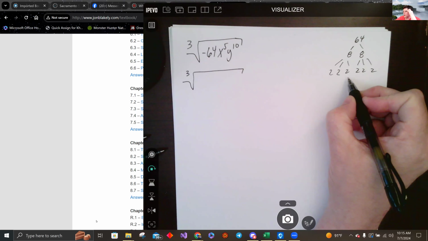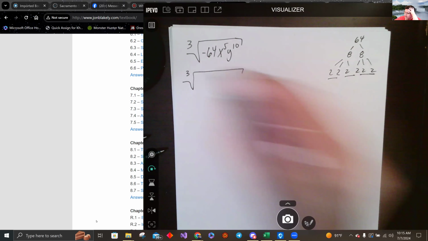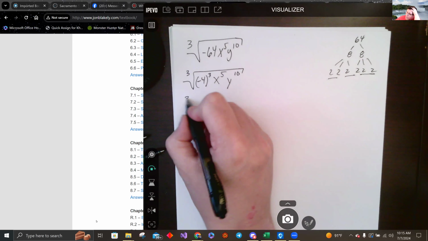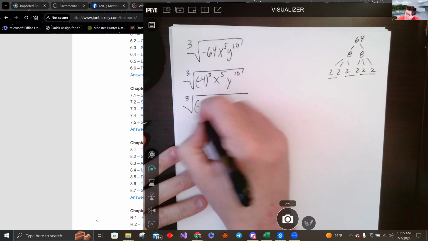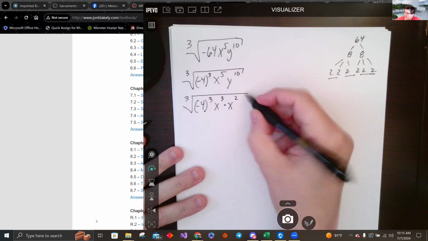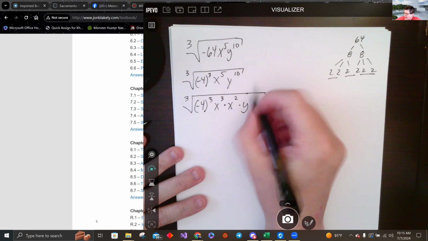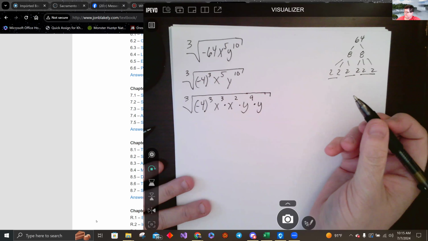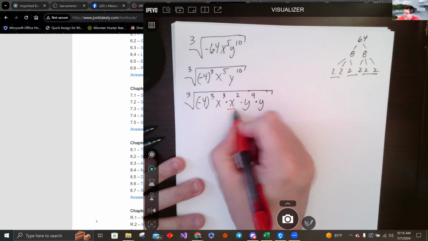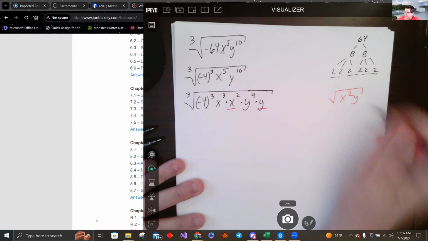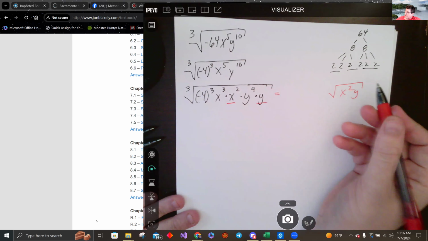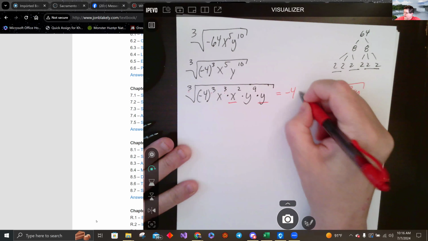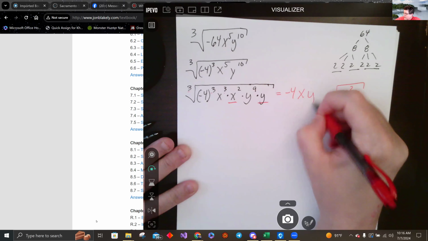Or if I group it in terms of 3, I've got negative 4 cubed. We're going to separate the x up into x cubed, and what we would have left over is x squared. We'll do y as multiples of 3, y to the 9th power is a multiple of 3, and that would give us 1 y left over. So these two don't match the exponent, we're going to have an x squared y in there. And then this cancels this, so we've got negative 4. The 3 cancels the 3 here. We've got x. And we've got 9 over 3, which is y cubed.